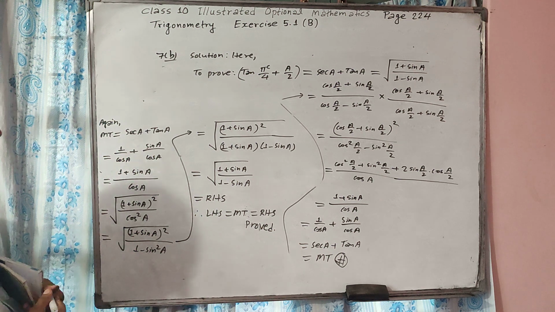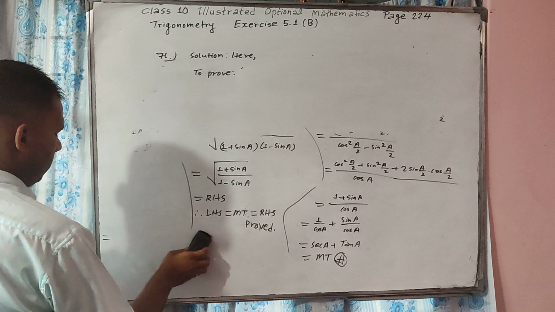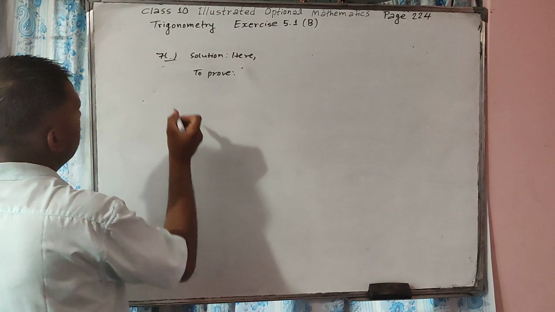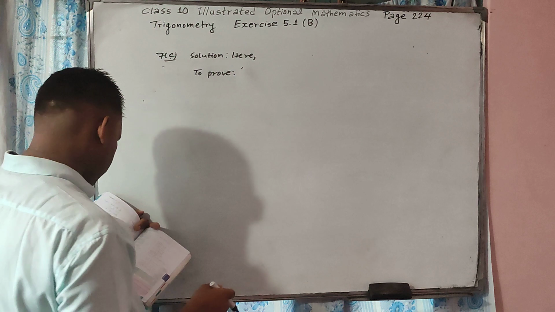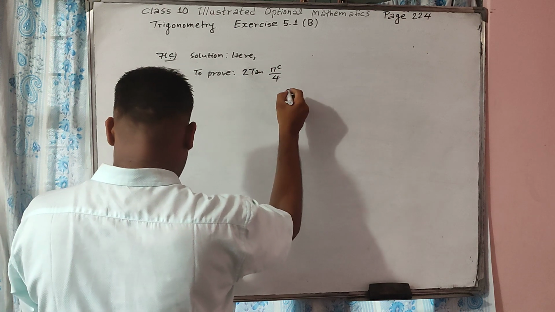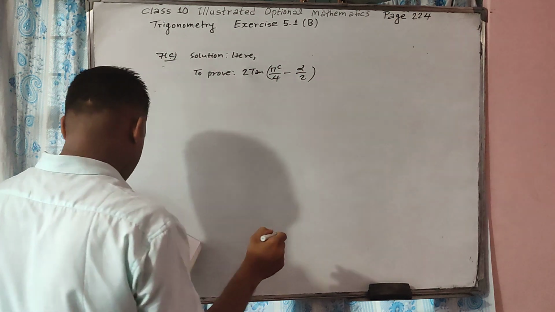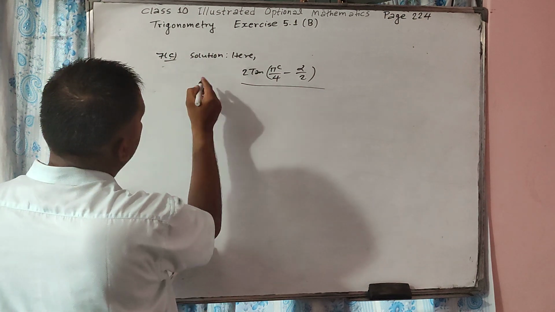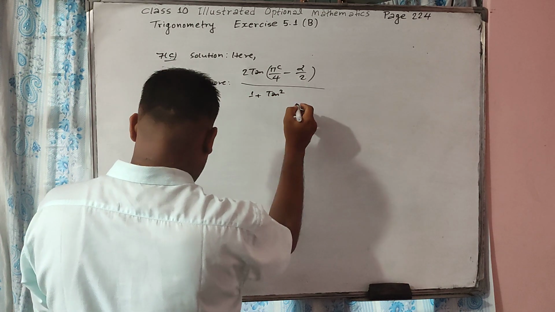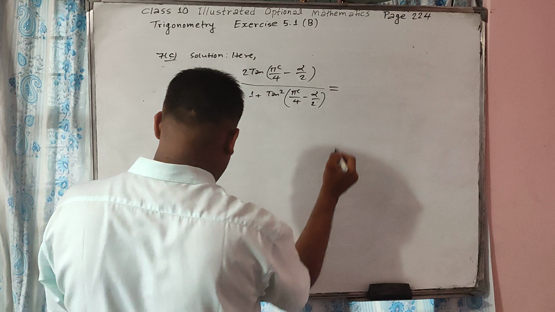Now we go to next question 7C. On 7C, we have to prove 2 tan (pi divided by 4 minus alpha by 2) whole upon 1 plus tan square (pi divided by 4 minus alpha by 2). This is equal to cos alpha.